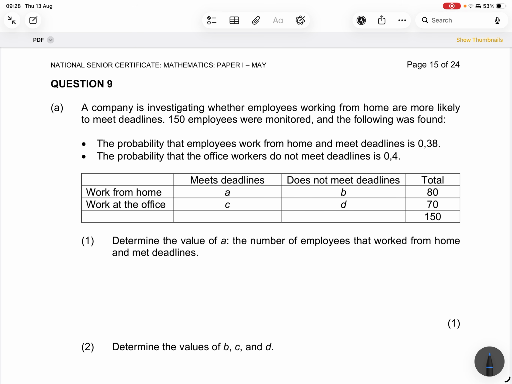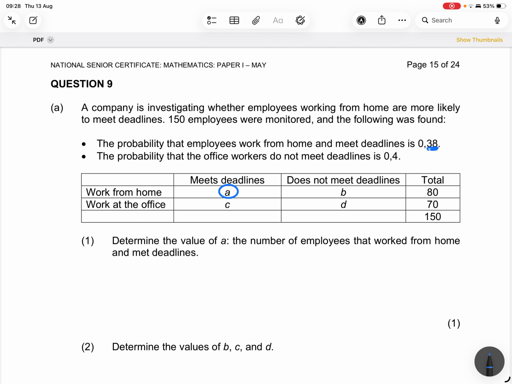They say the probability that employees work from home and meet deadlines is 0.38, okay? And the probability that the office workers do not meet deadlines is 0.4. So they've given us a contingency table there. And the first question says, determine the value of A, the number of employees that worked from home and met deadlines. So there's A over there, the probability that someone worked from home and met deadlines.